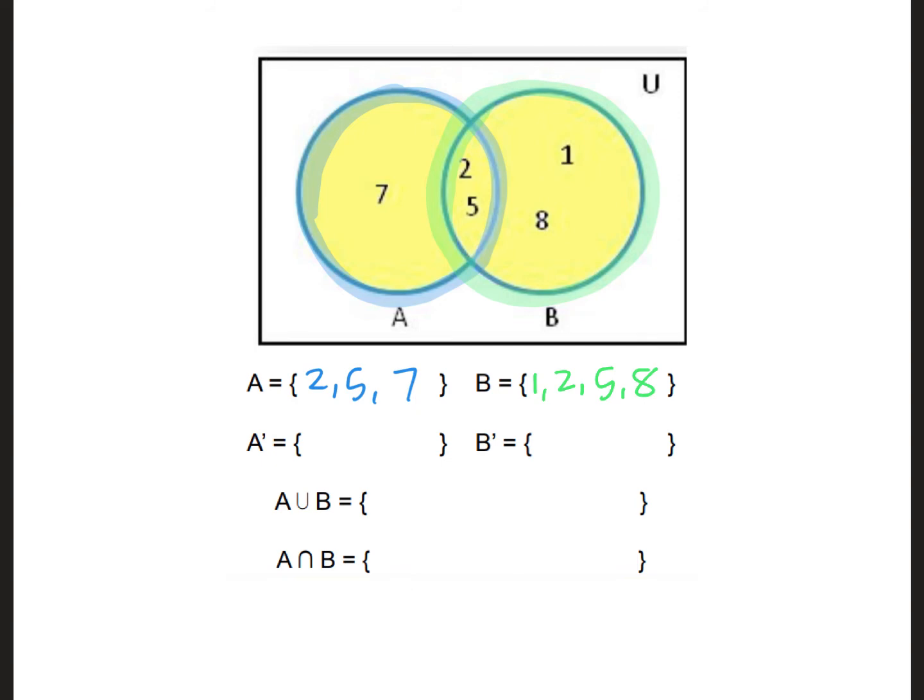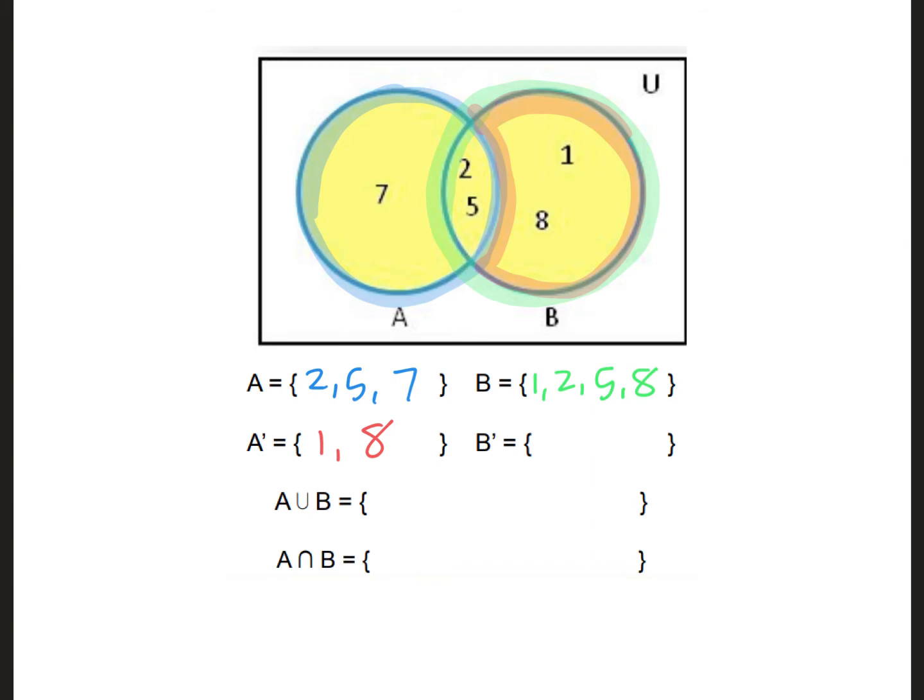All right, A prime is everything that's not in A. So it's going to be the elements that are only in B. So in our case, it is these elements here. Those are in A prime. So you're going to have 1 and 8.